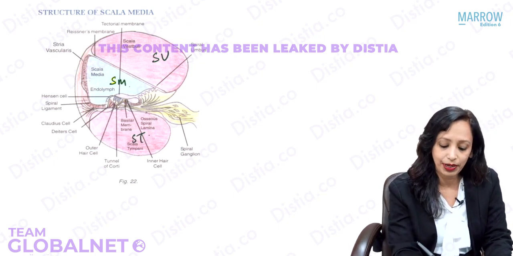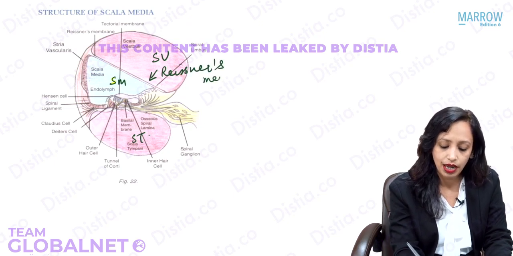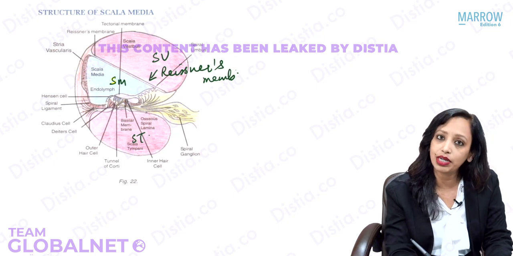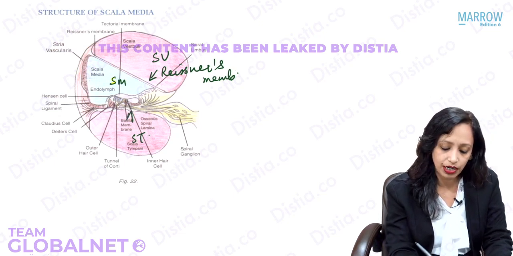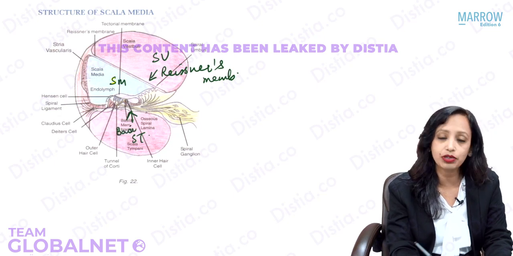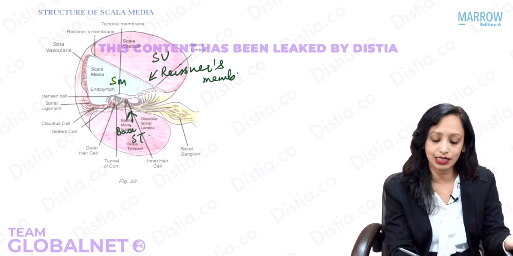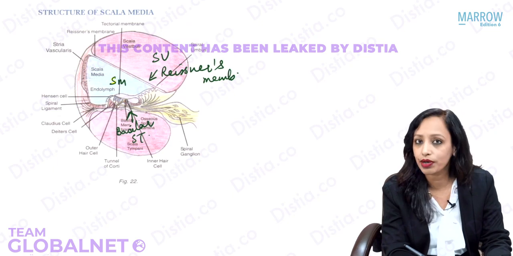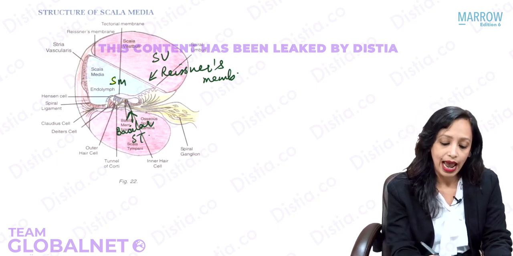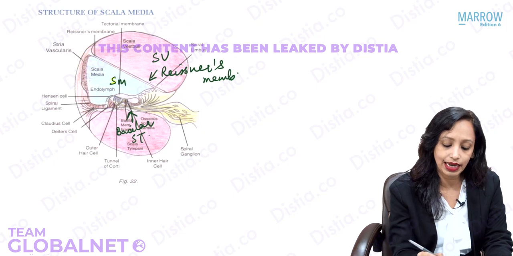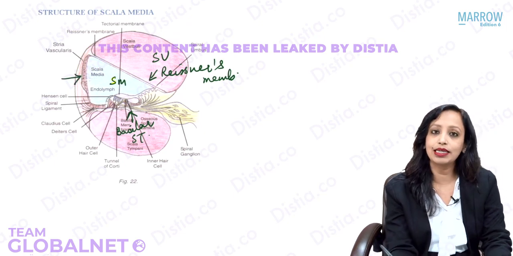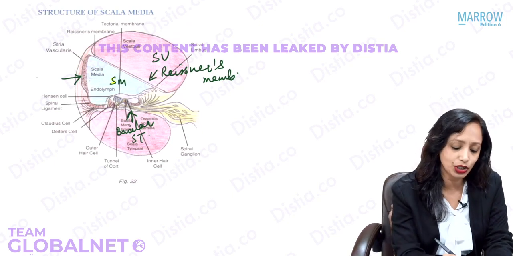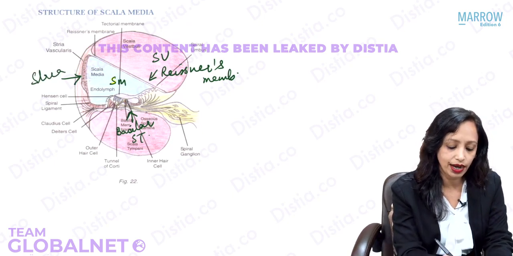The membrane that separates the scala media from the scala vestibuli above is what is known as Reissner's membrane, and the membrane that separates the scala media from the scala tympani below is what is known as basilar membrane. It's very simple to remember, it is in the base, it is below. On the basilar membrane is present the sensory end organ of hearing, which is known as organ of Corti. And here in the scala media laterally is the site of production of endolymph, which is known as stria vascularis.